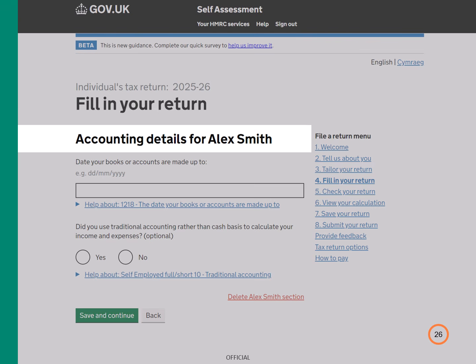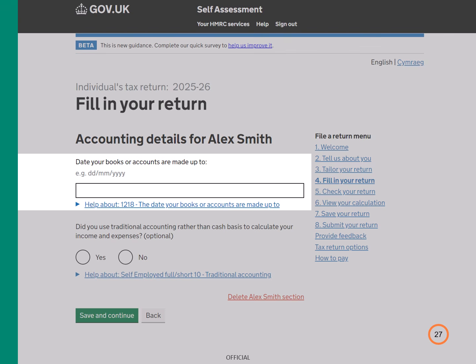On this next page, we ask about your accounting details. Firstly, tell us the date your books or accounts are made up to. It's usual for people to keep their business records to the same date each year. This is your end of year date or accounting date. As the tax year ends on 5th of April, many people use this as their accounting date.